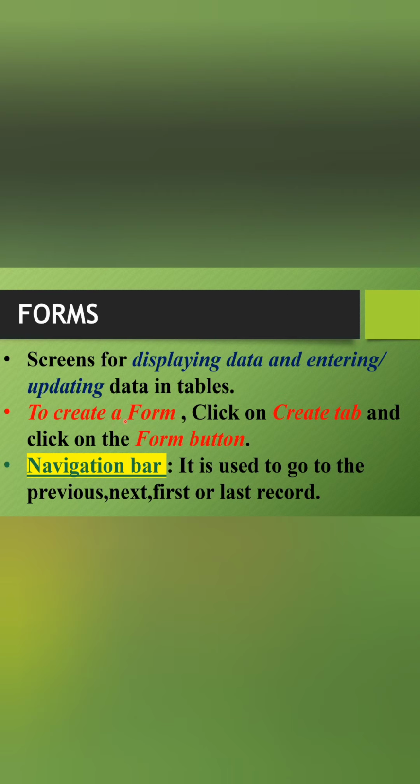To create a form, first you have to open Microsoft Office Access 2010. When you open Microsoft Access, you can see the Create tab. You have to click on the Create tab and then click on the Form button. Then at the bottom of the form, you can see a navigation bar. This navigation bar is used to go to the previous, next, first or last record.